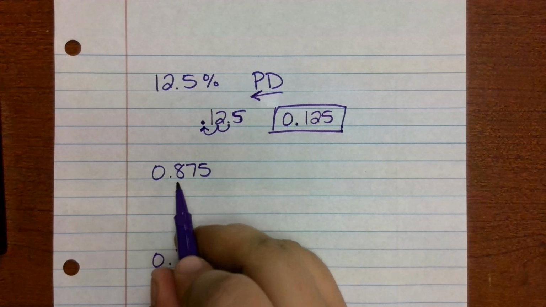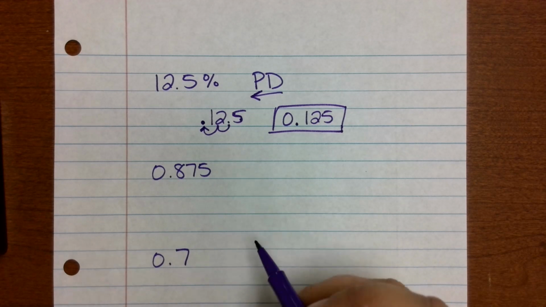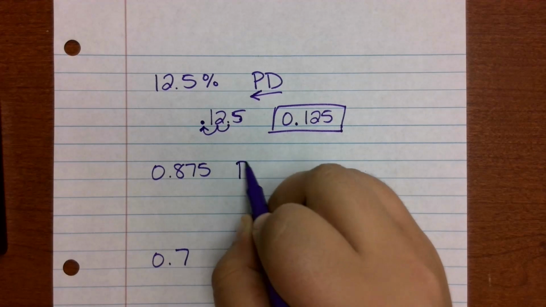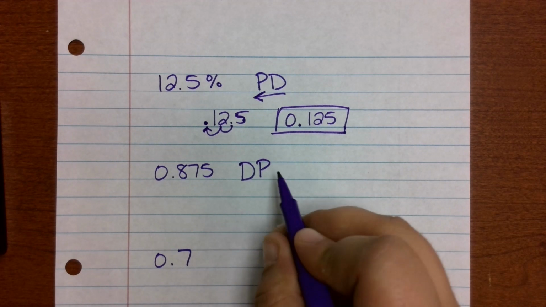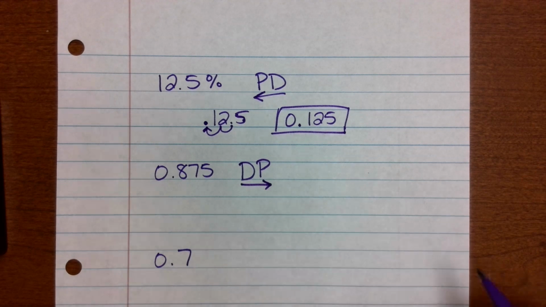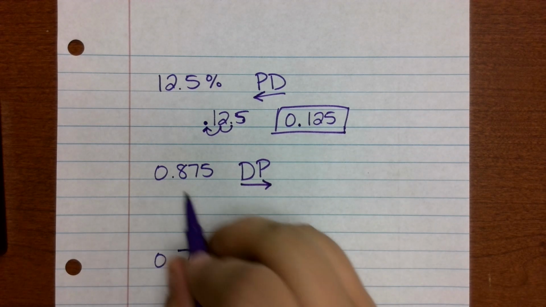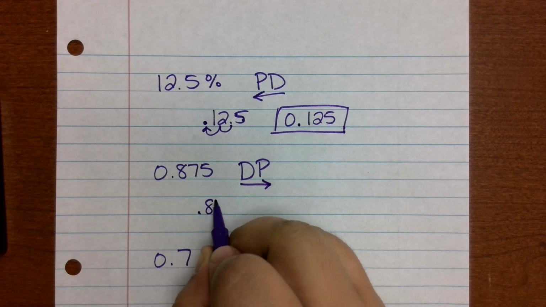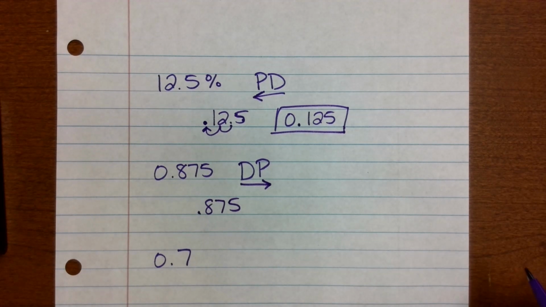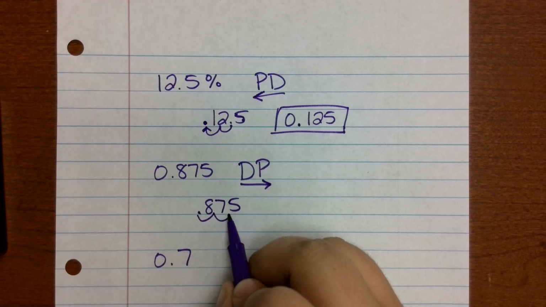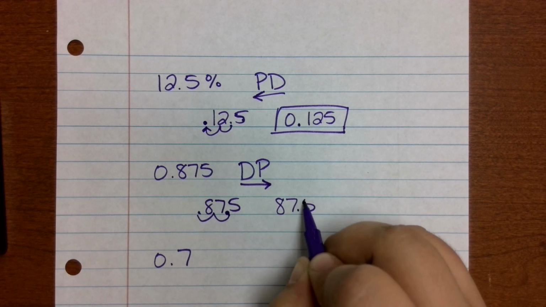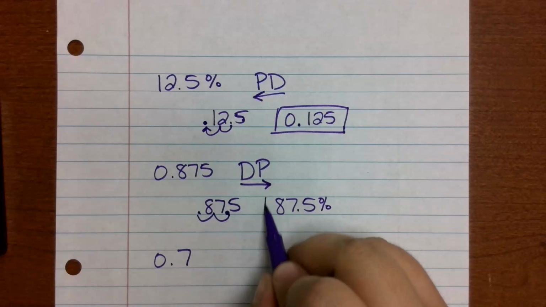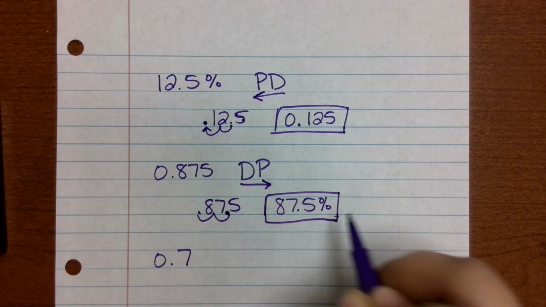All right, the next one was 0.875. So this was a decimal that we were changing into a percent. So this is DP, the right choice, so we move to the right 2 times. So it already gives me a decimal, 0.875. We're going to move it 2 times to the right, once, twice. Gets me 87.5%, because we were converting it into a percent.